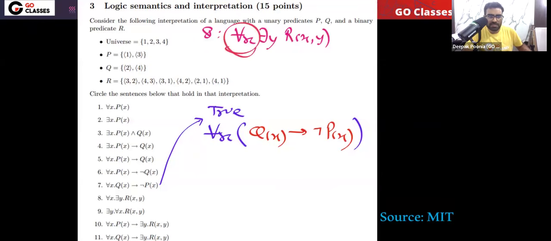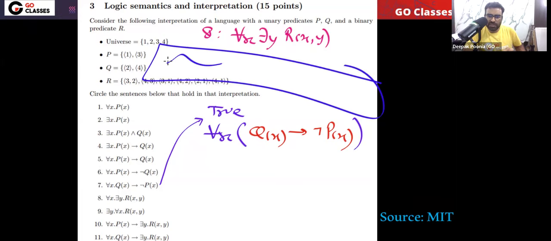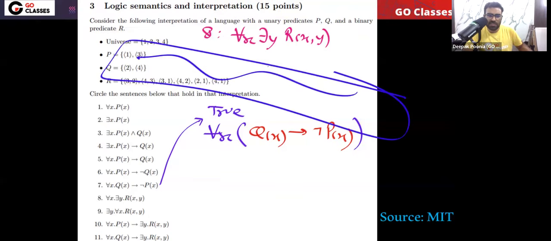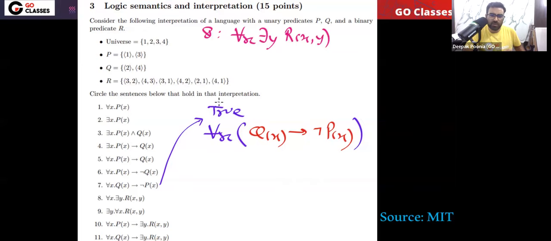So for all x in the domain of x, remember here the domain of x and domain of y are the same. One more thing I want to tell you: by default, the domain is always the same for all the variables. But if the question says that different variables have different domains, then you have to consider different domains for different variables. Otherwise, by default, for all the variables in any expression, the domain is the same.